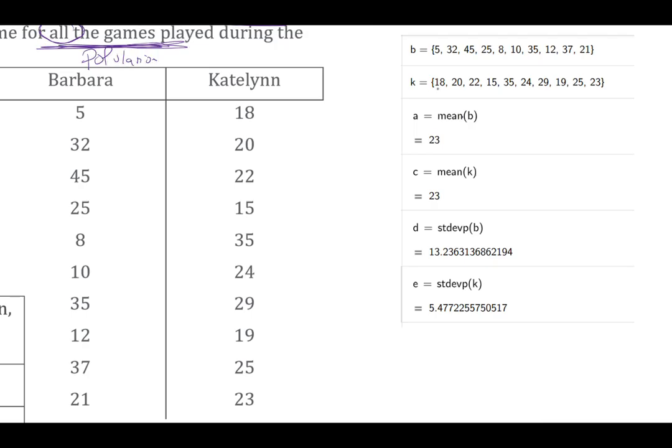Notice that I have used the curly brackets here. There's another video that shows how to enter data. From here we could find the mean for Barbara and the mean for Caitlin. We'll notice that the mean for both are 23. And then notice that the standard deviation was calculated with the population standard deviation in mind, so we can compare the population standard deviation for both.